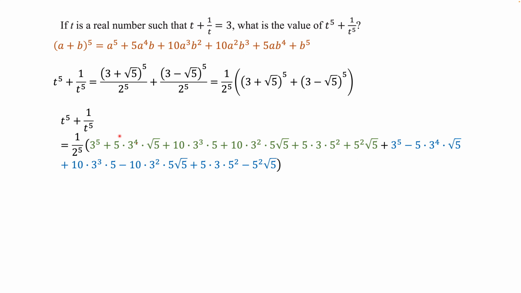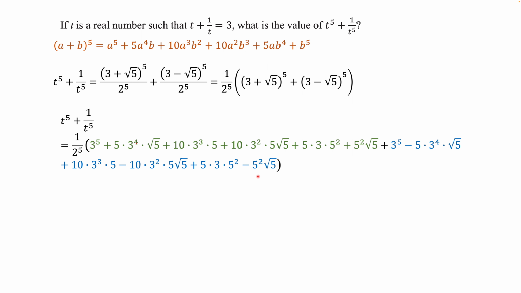Now, this term here, next one, here is with plus. Here, the same term with minus. They cancel out. The next term, this, and this, they add up. They're the same term, basically. We see it twice. The next term here with plus and with minus cancel out. This term and this term add up.